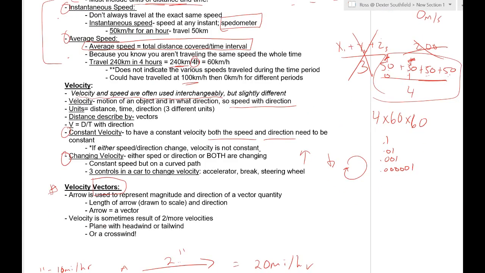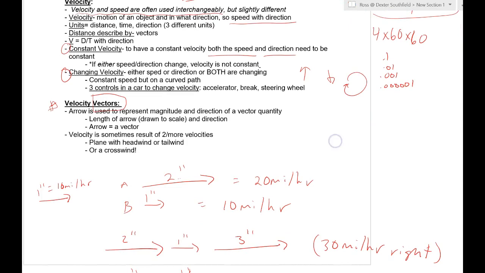Velocity is just speed with a direction, and you use arrows, also known as vectors, to help you visualize and describe velocity, since it's a little bit more complicated than speed.